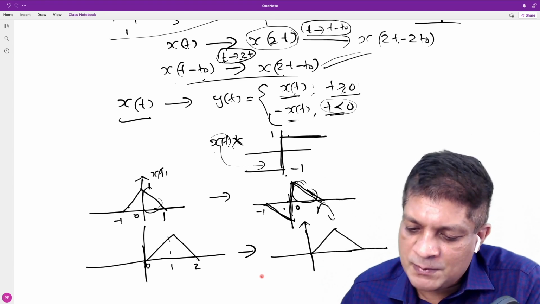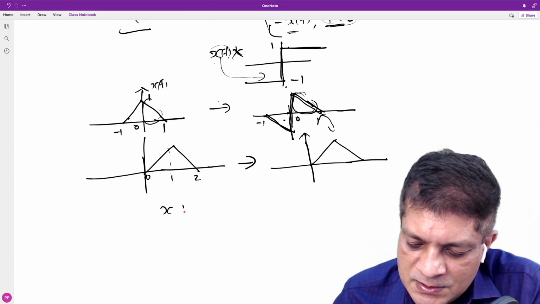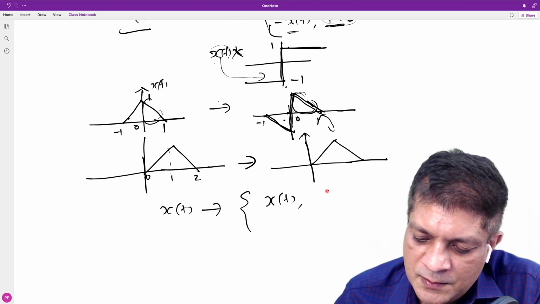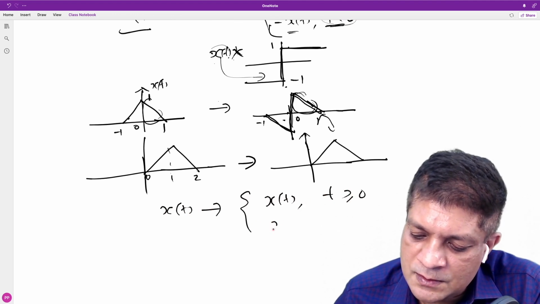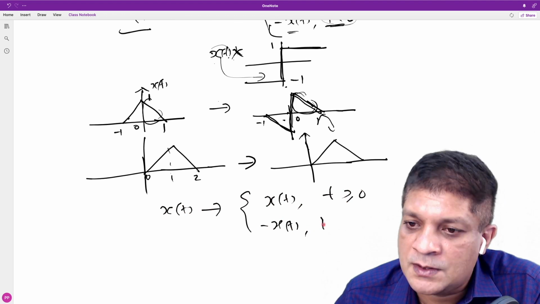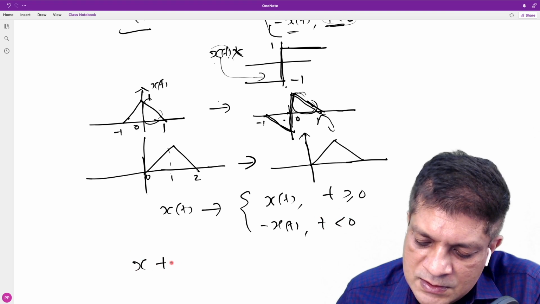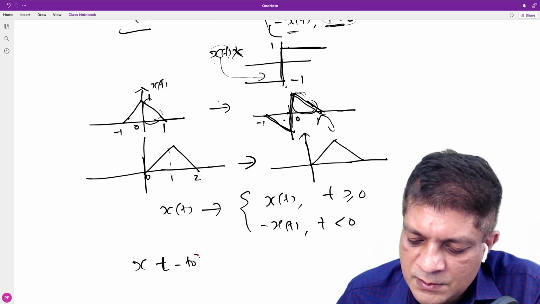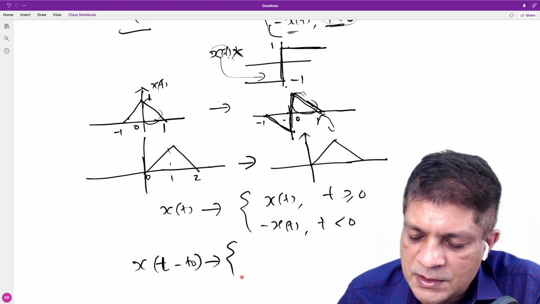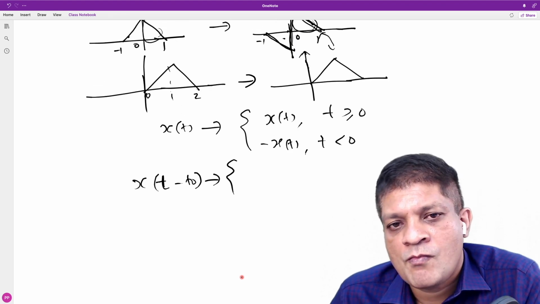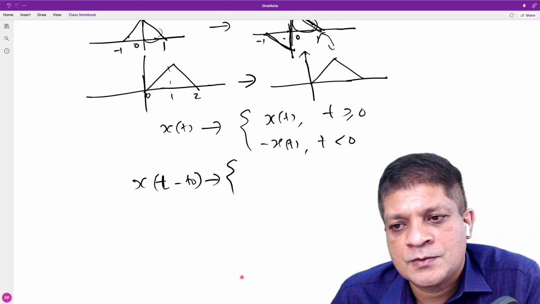Now how can we prove it mathematically? The system is x(t) to x(t) for t greater than or equal to 0, and minus x(t) for t less than 0. Now if we are giving x(t minus t naught) as the input, what will be the output?